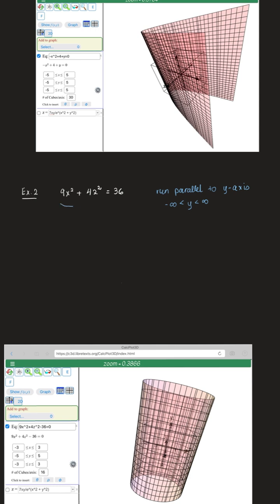I'm going to write this equation in standard form so that this 36 is a 1, and we can determine what conic section we have on the xz plane. So dividing every term by 36, we're going to get x squared over 4, because 4 goes into 36 9 times... let me rewrite that. Divide each term by 36.